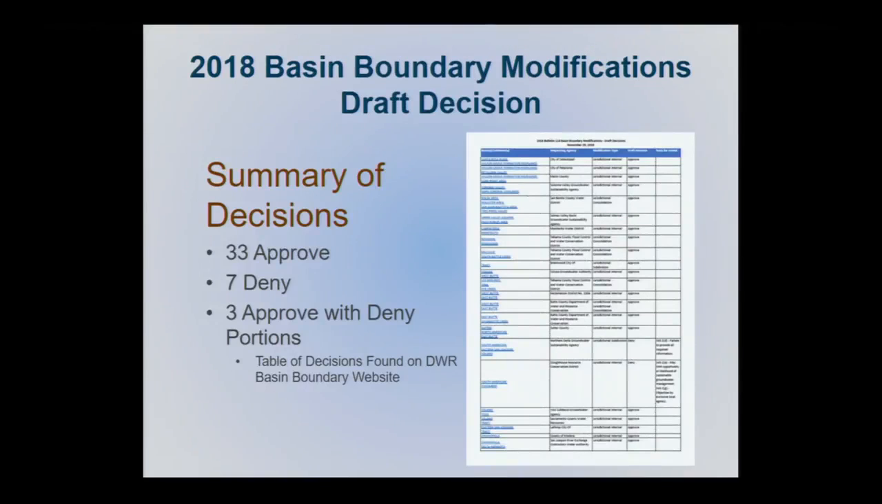After the review process was completed, a summary of decisions was completed. 33 of those 43 were approved, 7 were denied, and then 3 were approved with denied portions. And the table can be found on the Basin Boundary DWR website.